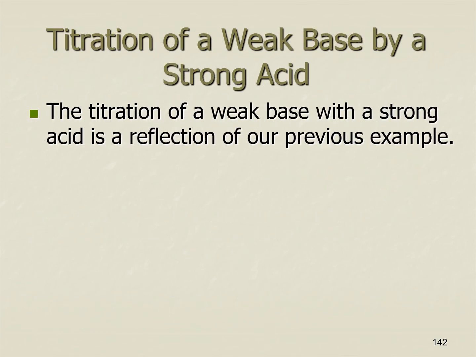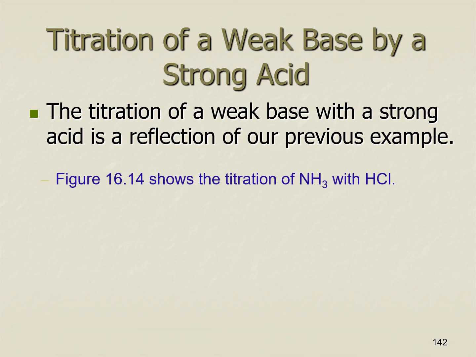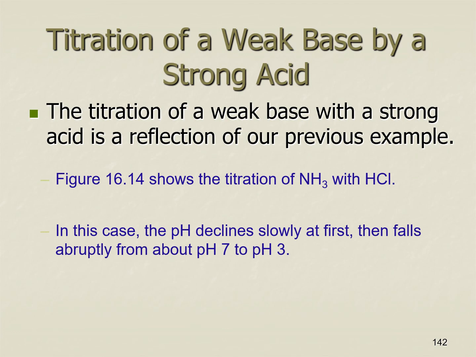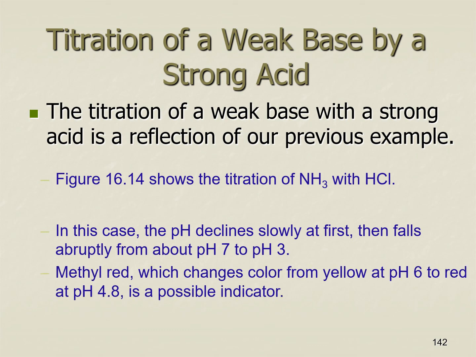The titration of a weak base with a strong acid is just a reflection of our previous example. So this one will start out with a high pH, and the titration will come down. So again, if you've got a weak base with a strong acid, at first the pH will decline slowly, then it will abruptly decline through the sharp point, and halfway through will be the equivalence point, and then the pH will be low because of the strong acid. In this case, we'll see that methyl red is a good indicator.